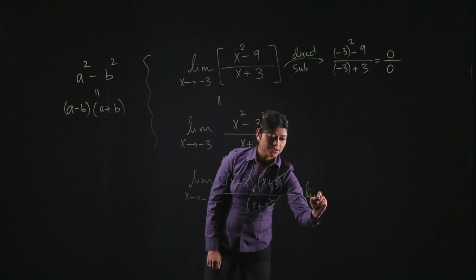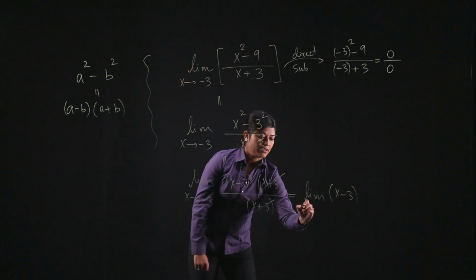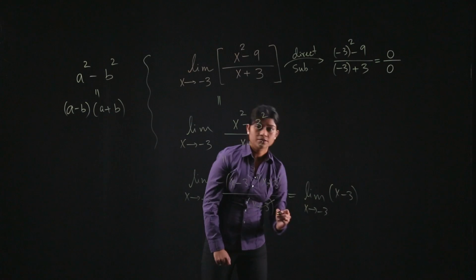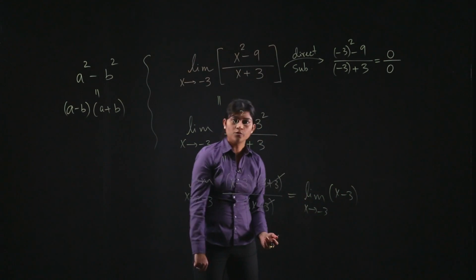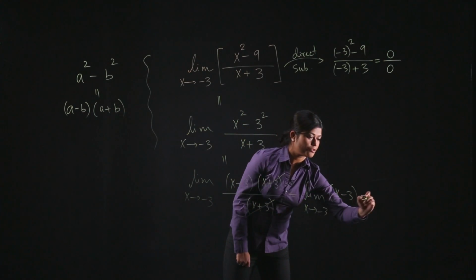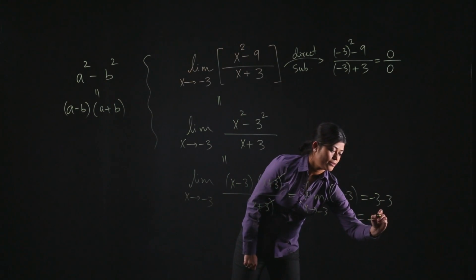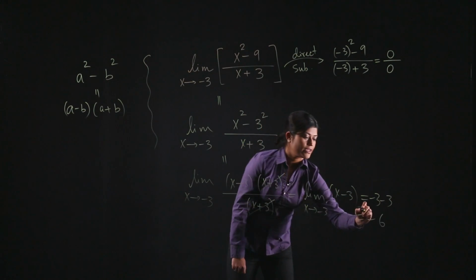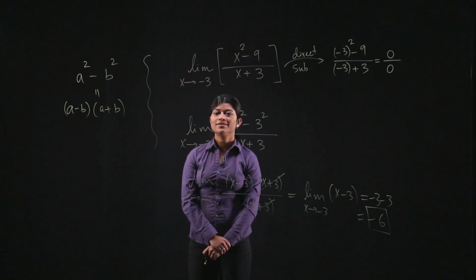So what is left? We will just have x minus 3 as x is approaching -3. Look, now you can directly substitute because there is no denominator. So we won't have anything divided by 0. So you plug in -3 for x, you get -3 minus 3, and the answer is -6. So the limit exists and the value is -6.